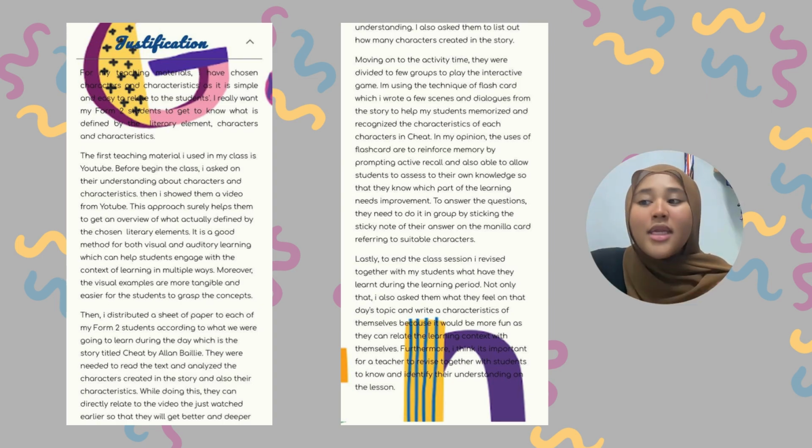In my opinion, the use of flashcards is to reinforce memory by prompting active recall and also to allow students to access their own knowledge so that they know which part of the learning needs improvement.